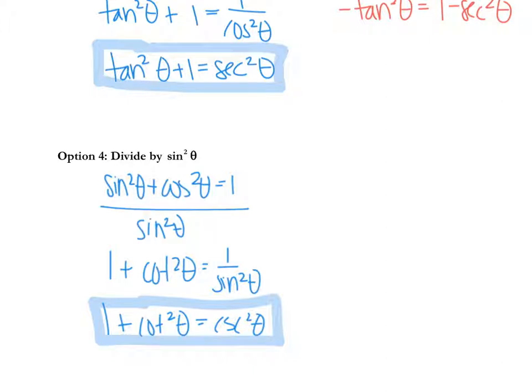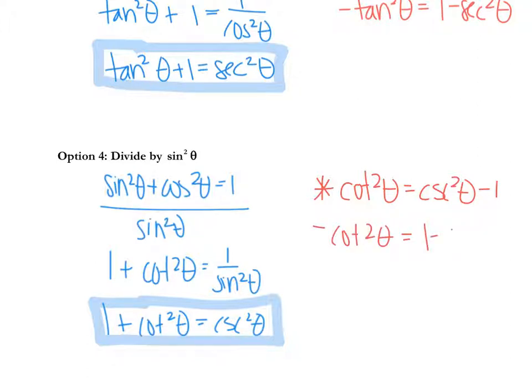All right, and then we got to do our manipulations. So cotangent squared equals cosecant squared minus 1. And then we could also flip this, and we get 1 minus cosecant squared theta.